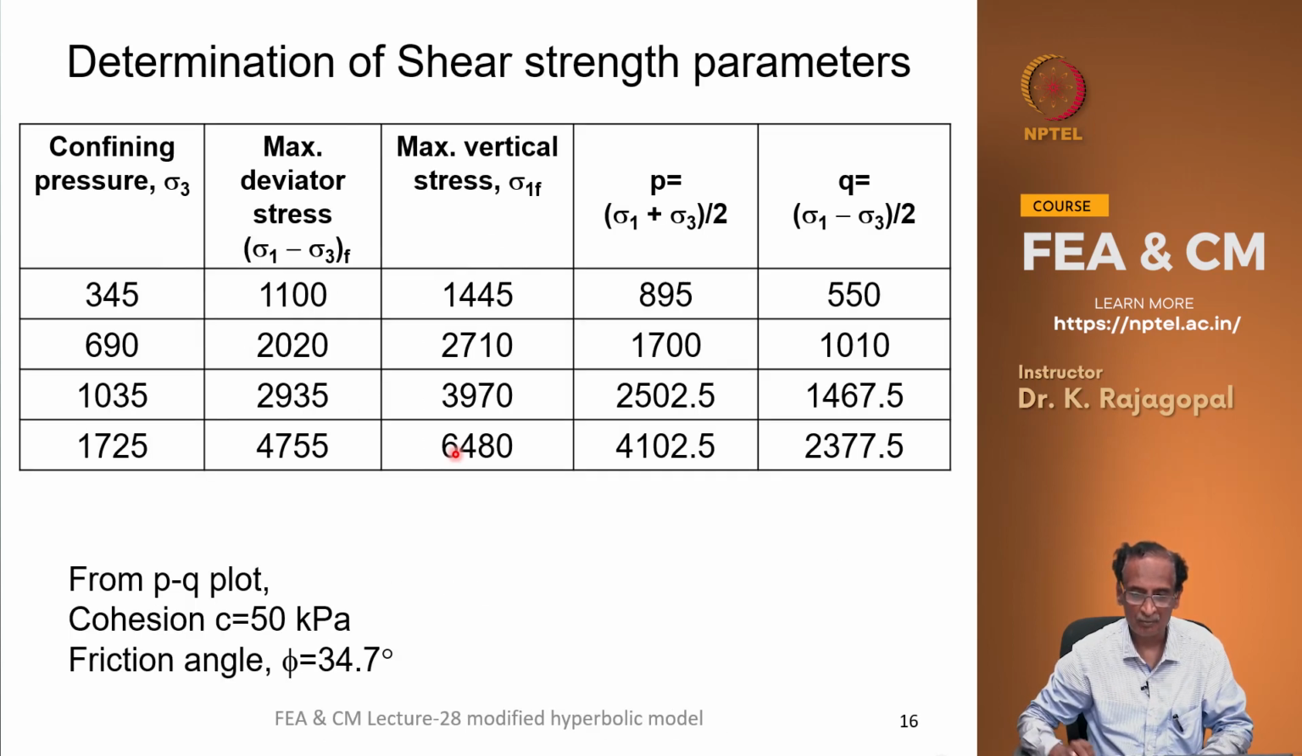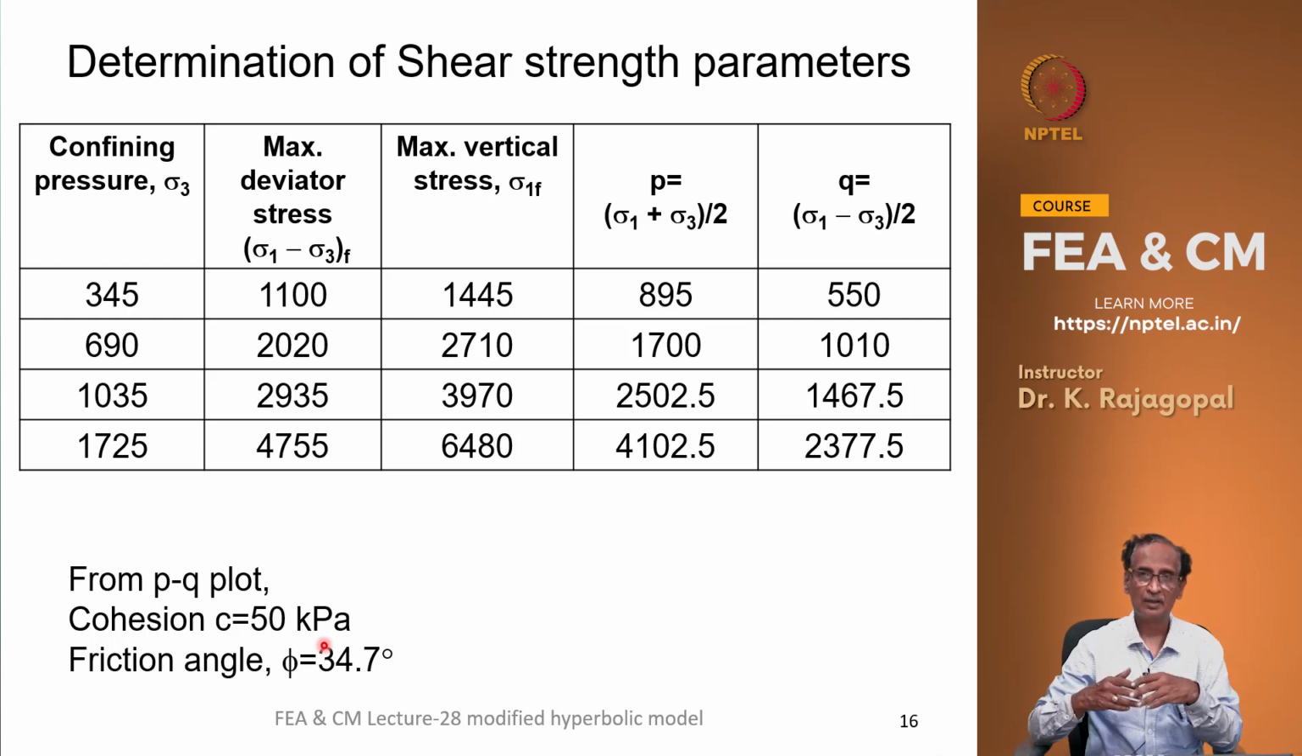And then we can determine our P and Q values. P is sigma 1 plus sigma 3 by 2, Q is sigma 1 minus sigma 3 by 2. Then we can plot a graph between the P and Q, P on the x axis and Q on the y axis, and then get the cohesion as 50 kPa and friction angle phi of 34.7 degrees. And this is a very simple thing that we learnt in the advanced soil mechanics courses on the shear strength of the soils.